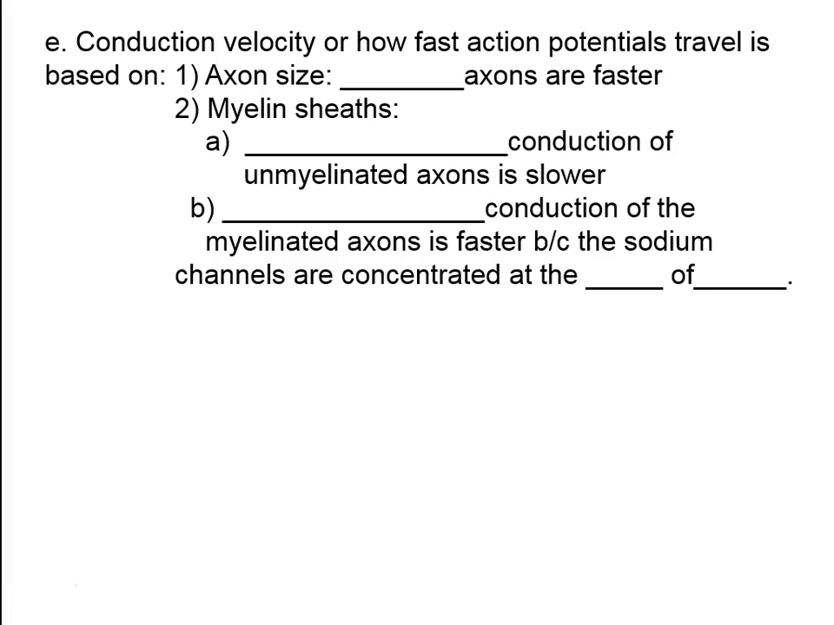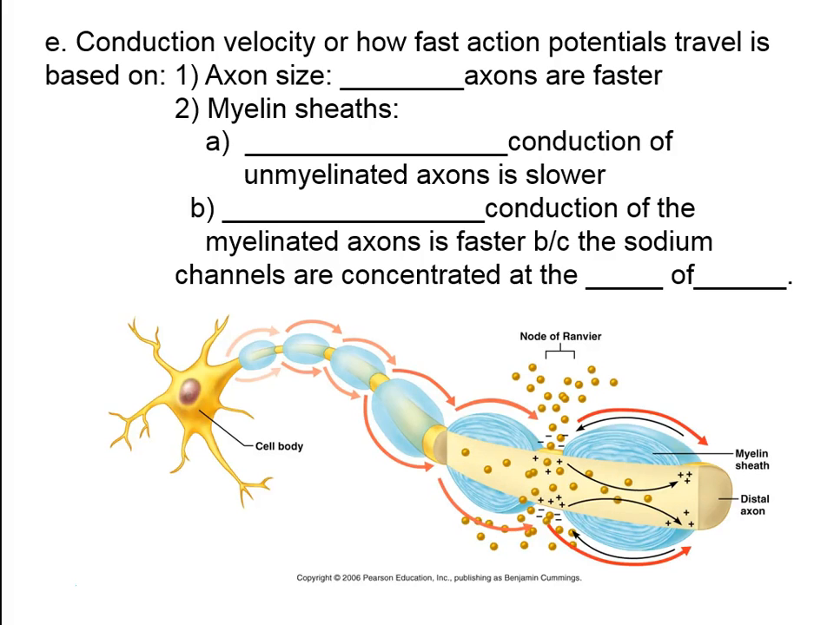So conduction velocity, or how fast an action potential travels, is based on the axon size. The larger the axon, the faster the impulse will travel. If it has myelin sheaths, that's going to insulate it. And so with a myelin sheath, the conduction of the impulse is just going to be at the nodes of Ranvier. And so that's going to be a lot faster than if it has to be continuous down the whole axon.